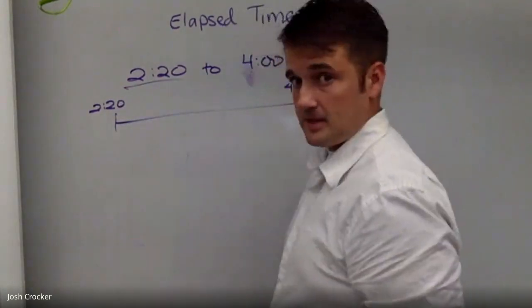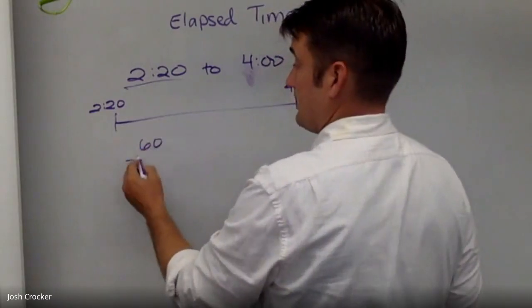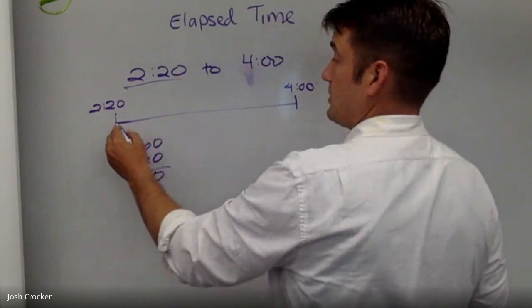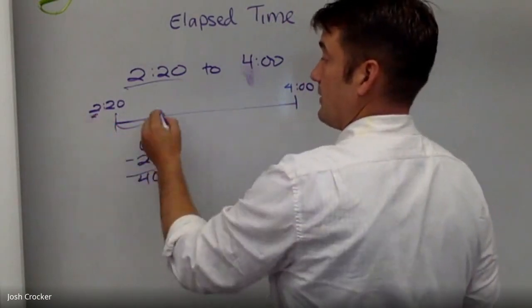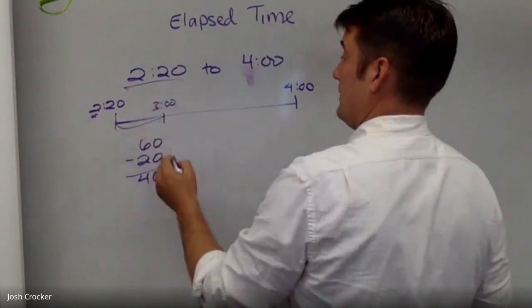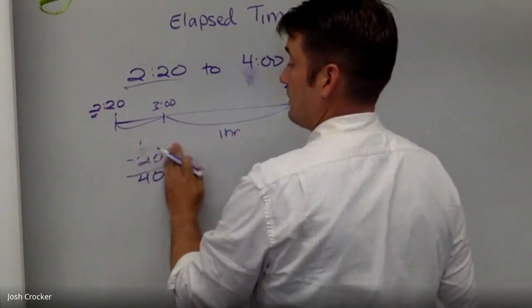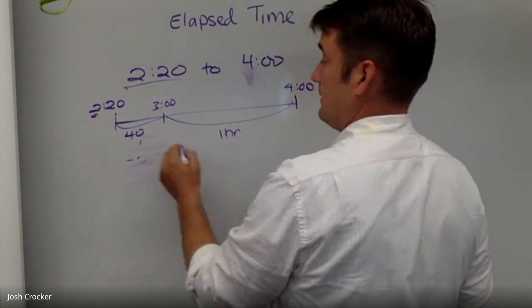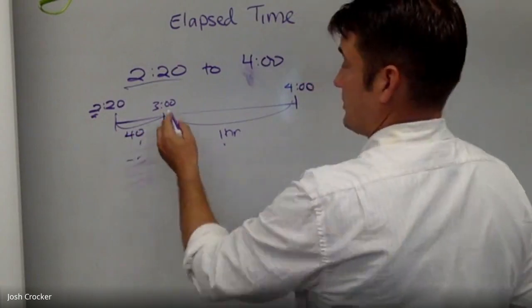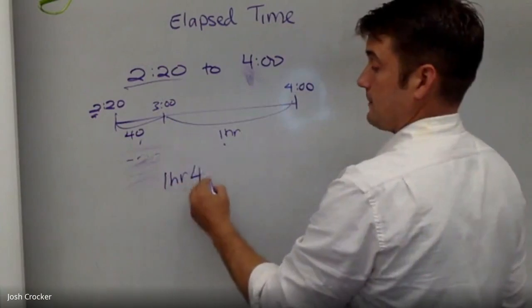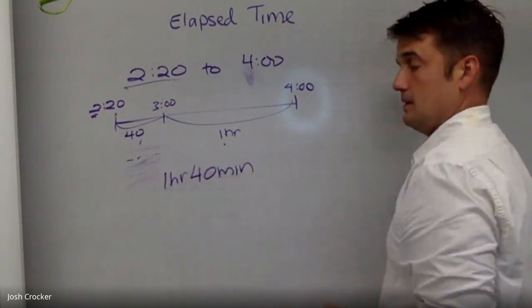By subtracting from 60. So 60 minus 20, it's 40 minutes. So from 2 to the next hour after 2 is 3. And then from 3 to 4, it's just 1 hour. So this jump was 40 minutes. This jump was an hour. From 2:20 to 4 o'clock is an hour, 40 minutes. Okay?